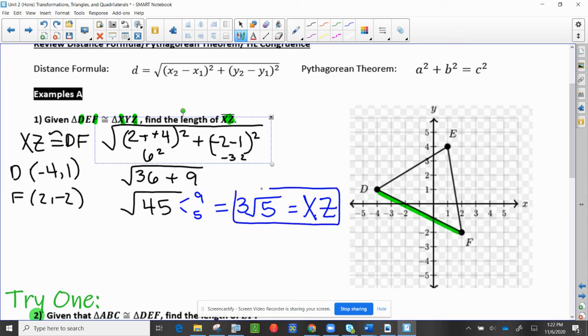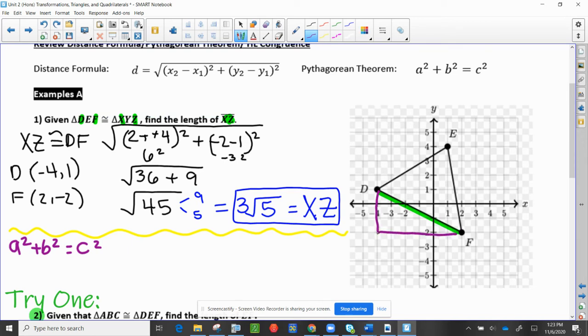So that is one way to do the problem. The other way is to use Pythagorean theorem, and we have to be a little creative when we do it this way. So a squared plus b squared is equal to c squared. The way we're going to do it is turn this segment that I highlighted green into a right triangle by connecting these points. So I'm going to turn that segment into the hypotenuse of a right triangle.